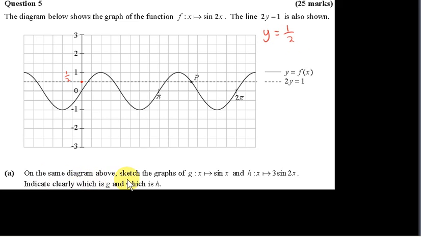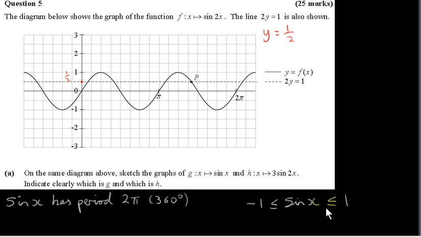On the same diagram above, sketch the graphs of g of x equals sine of x and h of x equals 3 sine 2x. Now the sine function has period 2 pi radians. 2 pi radians is 360 degrees. Pi radians is 180 degrees. The sine function has a range from minus 1 to plus 1. So for any value of x, sine x lies between minus 1 and plus 1.